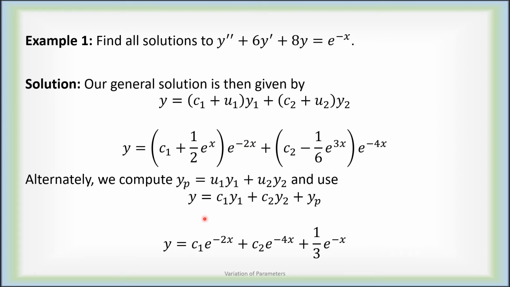c1 e to the minus 2x, there. c2 e to the minus 4x, there. Here you're going to get 1/2 e to the minus x. Here you're going to get negative 1/6 e to the minus x, which combine to be 1/3 e to the minus x. So they are exactly the same result.